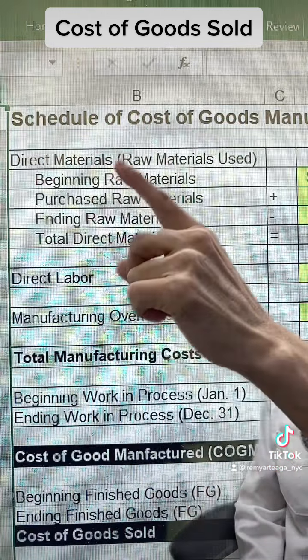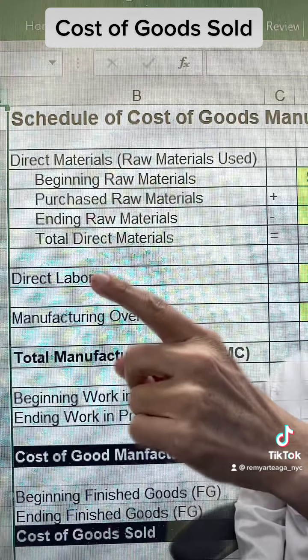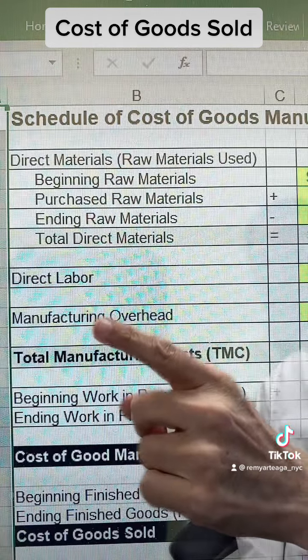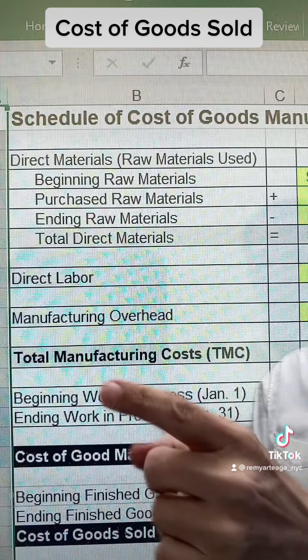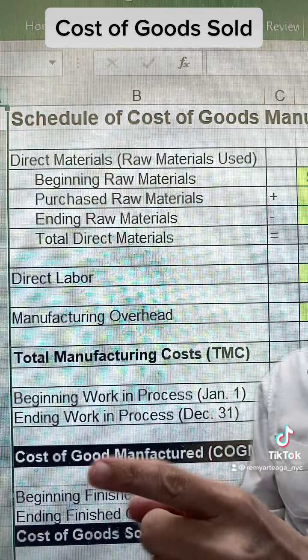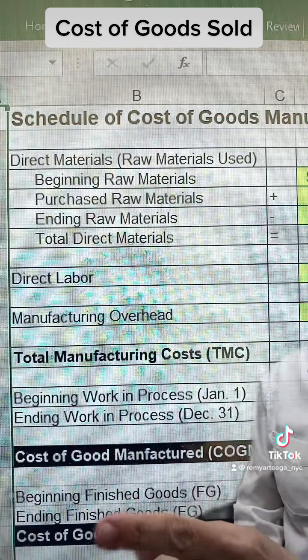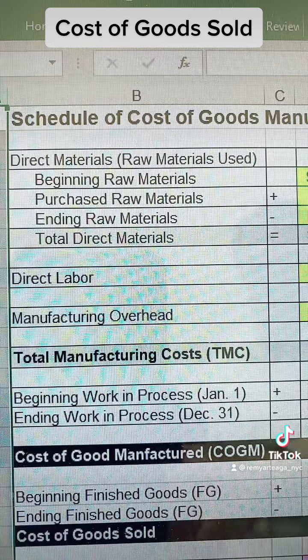You have your direct materials being calculated here. Through some other fields, you have your direct labor, you have your manufacturing overhead, leads to total manufacturing cost, and then you do your beginning and ending work in process. That leads to the cost of goods manufactured, and then you have beginning and ending finished goods, which leads to the cost of goods sold.